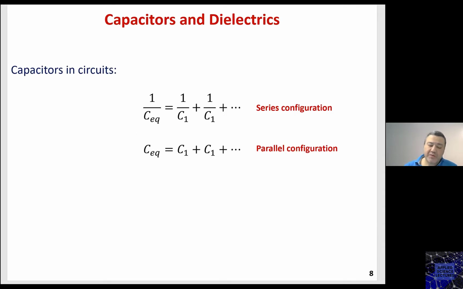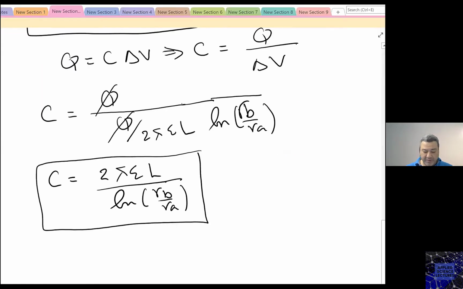Now, after we derived the capacitances for those shapes that we have seen, we can go to the circuit level and talk about some simplifications for some configurations that we can see in the circuits when we hook up a few capacitors together. So the first combination is when those capacitors are in series, for example, when those capacitors are connected in series this way.